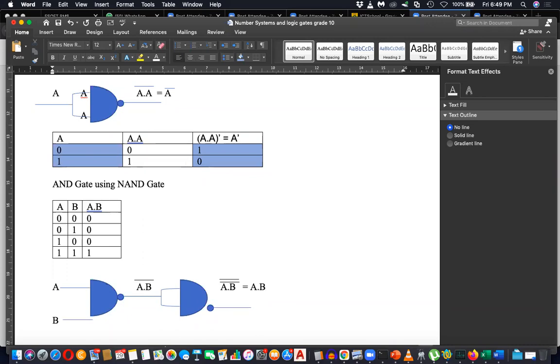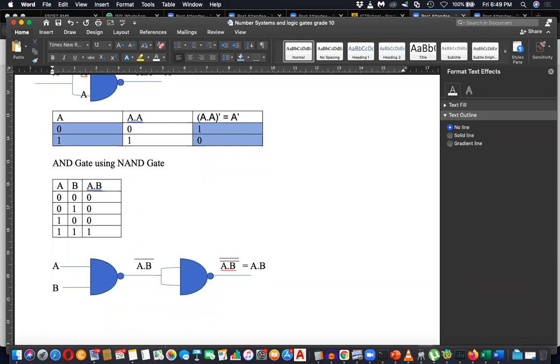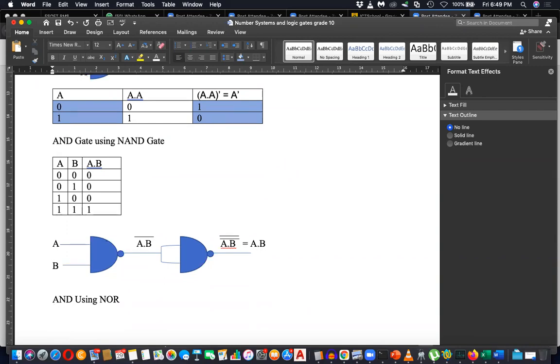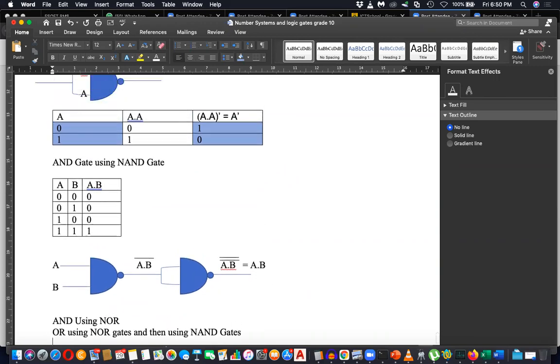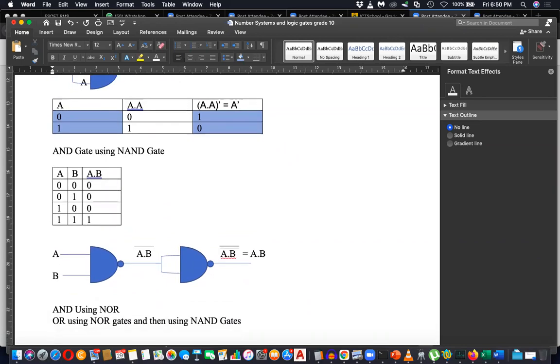Okay, similar to this, try to create NAND using NOR gate also, and AND using NOR gate, and also OR using NOR gate, and then using NAND gates. So please try these two as homework.